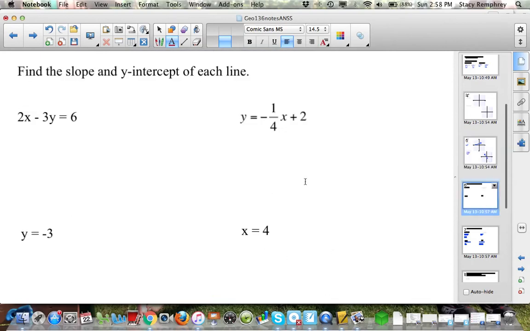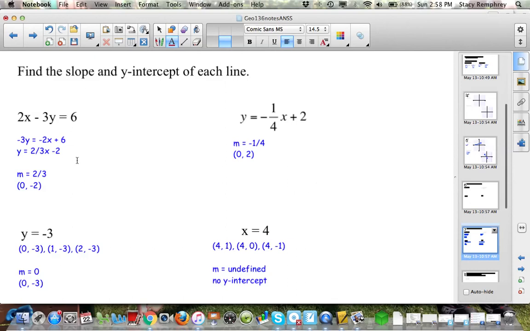All right, the next one, find the slope and y-intercept of each line. So they're in different forms. Again, I'd like you to push pause, try your best, then come back and check your answers. So put some thought into it first. If you make an error, it's no big deal. I'll talk you through it, but at least you put thought into it first. So push pause now.